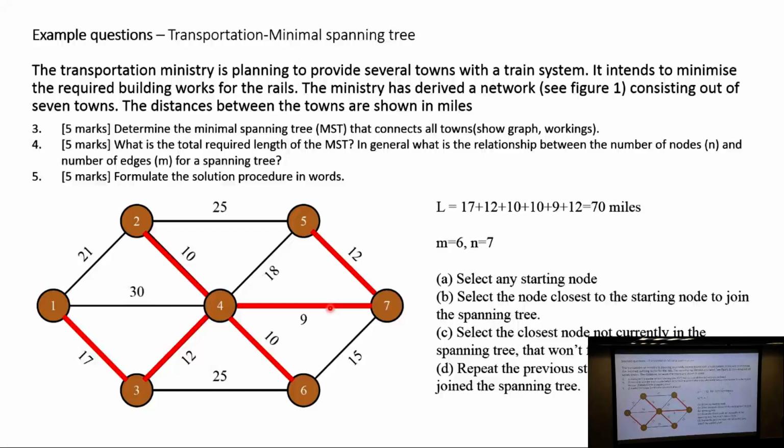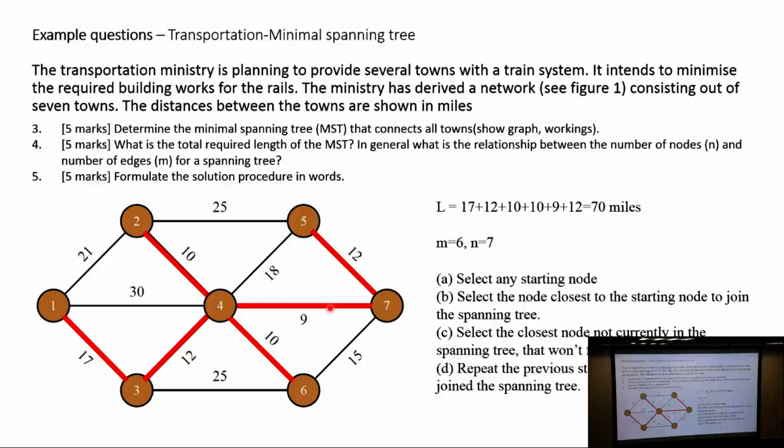And what is the total required miles, and in general the relationship between number of nodes and number of edges? So we have 7 nodes, but 6 edges: 1, 2, 3, 4, 5, 6. Yeah, it's 6. And try to formulate solutions in words. Is that everything you have to write for that question? When they ask you in general what is the relationship between the number of nodes and number of edges, you don't have to describe more about the relationships. It's just to show how many nodes and how many edges. Yeah, that should be fine.